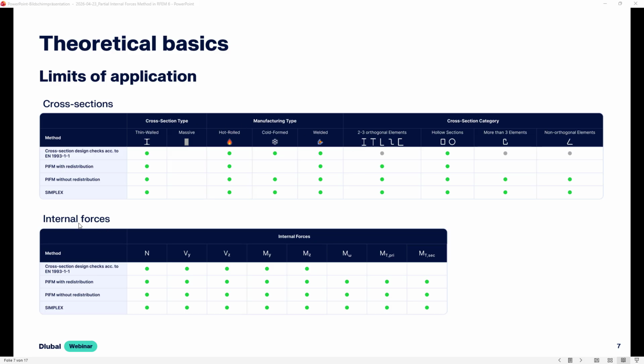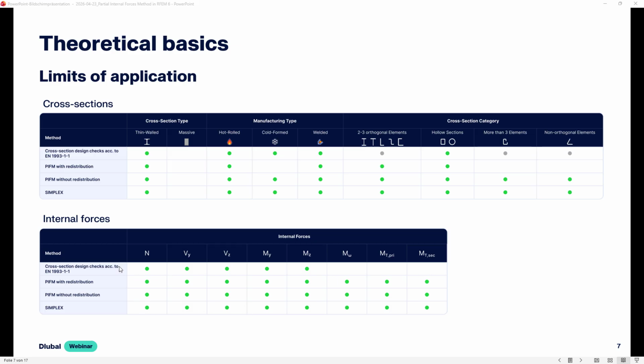Now let's have a look at the application limits for internal forces. I think this table will be much easier to understand because we can see for the PIFM with or without redistribution and also the simplex method, there's no restriction at all. We can do the design for all cases of internal forces. They can all be applied at the same time on a cross-section, and we can still perform these design checks here.